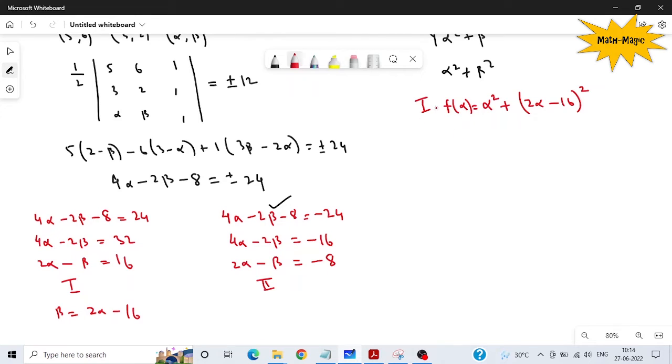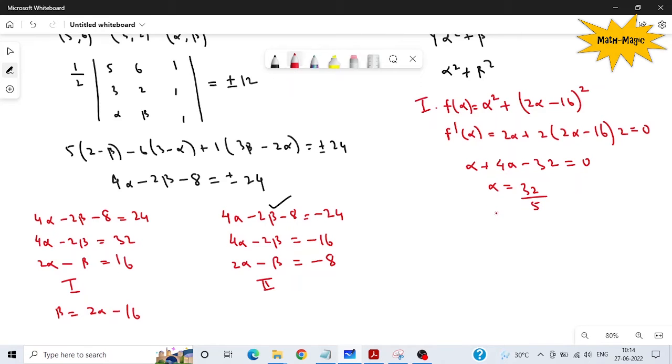Now how do we calculate the maximum and minimum of this function? We find the first derivative f dash of alpha, which equals 2 alpha plus 2 times (2 alpha minus 16) into 2 by the chain rule. Then we equate it to 0 and find the roots. We get alpha plus 4 alpha minus 32 equals 0, so alpha is 32 by 5.